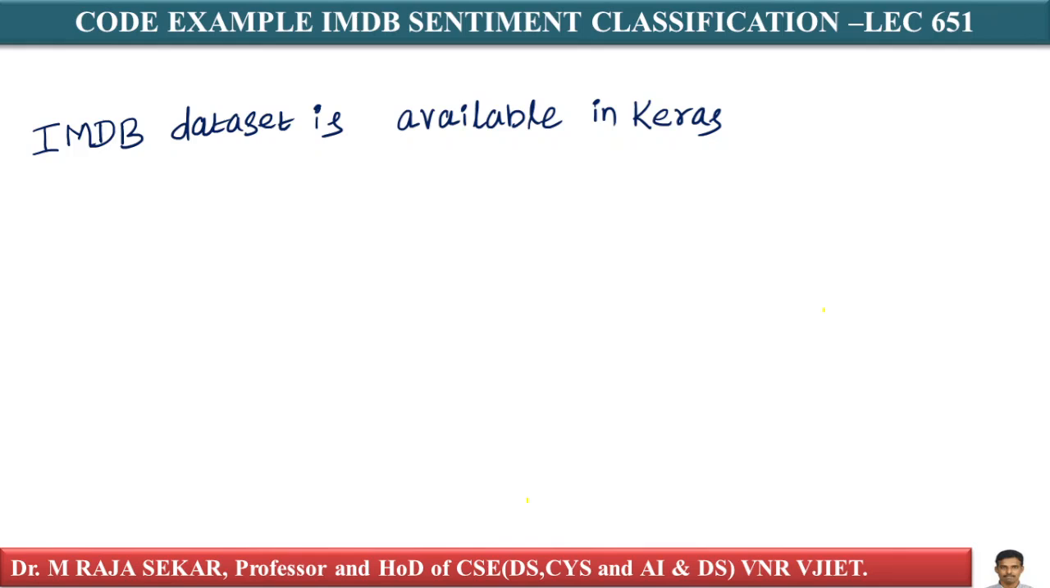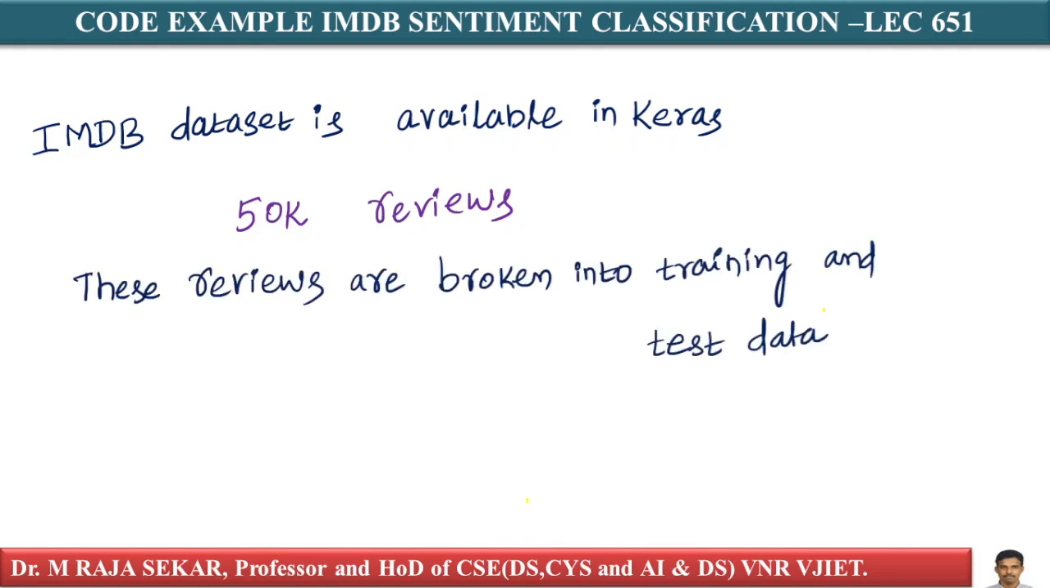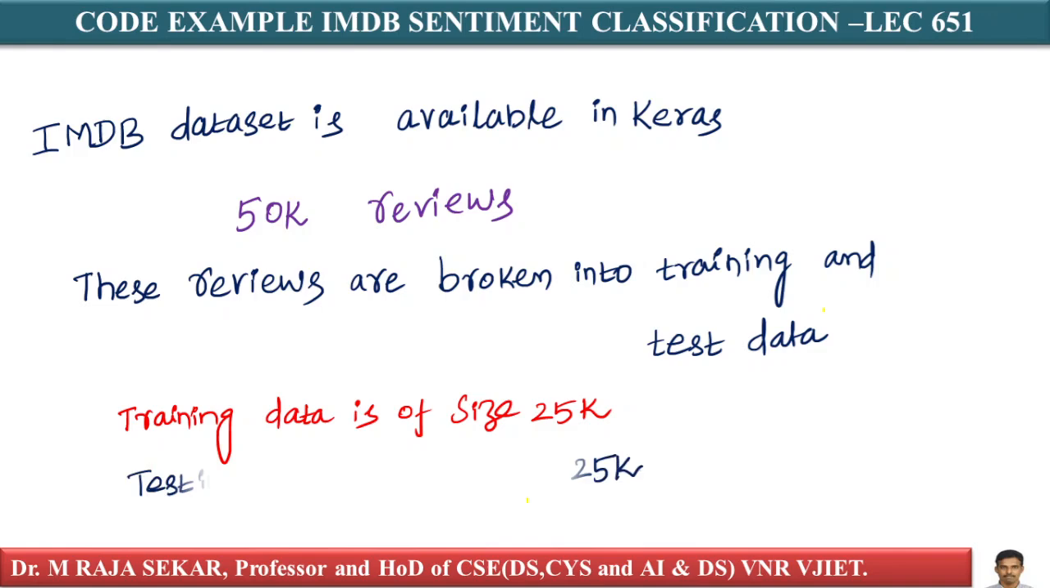We have taken all these reviews. We have 50,000 reviews, if I am not wrong, please check the size of this dataset. These reviews are broken into training and test datasets. You can get a training dataset of 25K and a test dataset of 25K, isn't it? You can split the way you want.